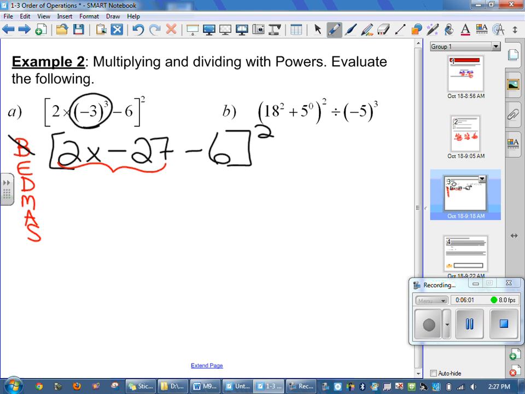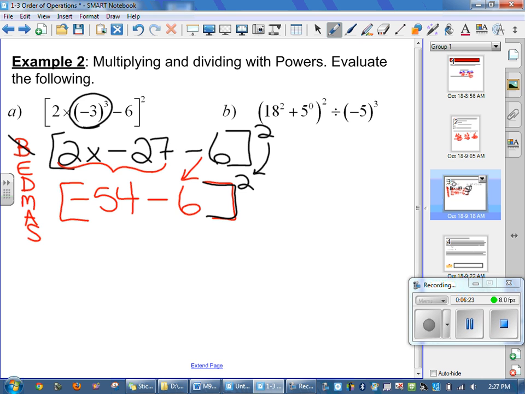2 times -27. 27 times 2. -54, good. So you get -54, then the subtract 6 comes down, and we still put that 2 back on. We just rewrite it, okay?